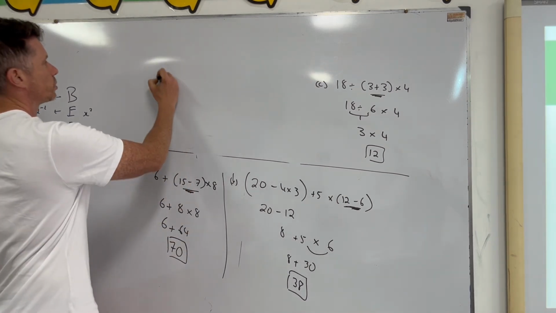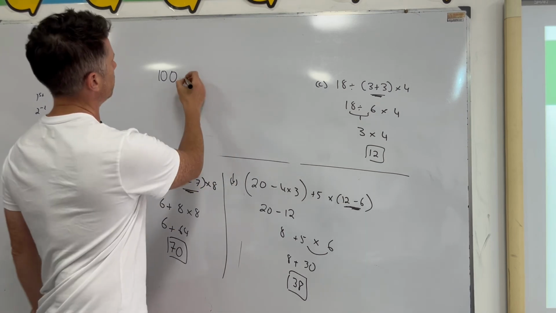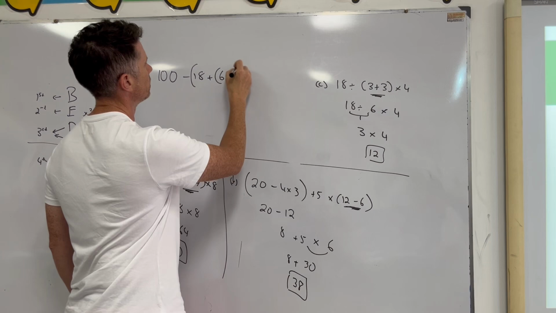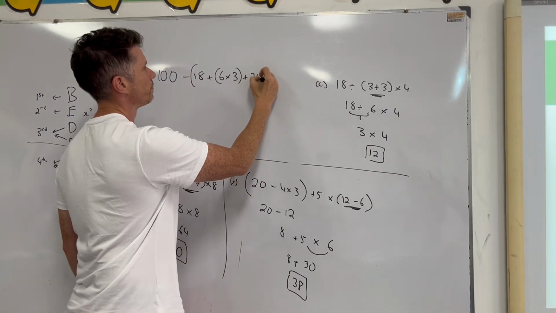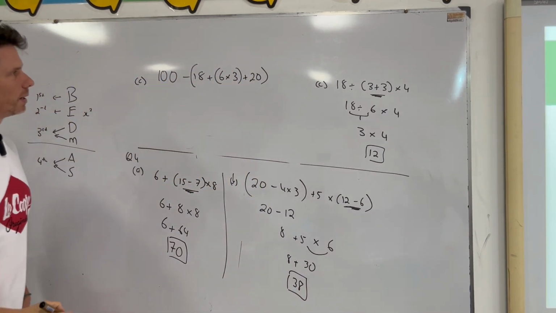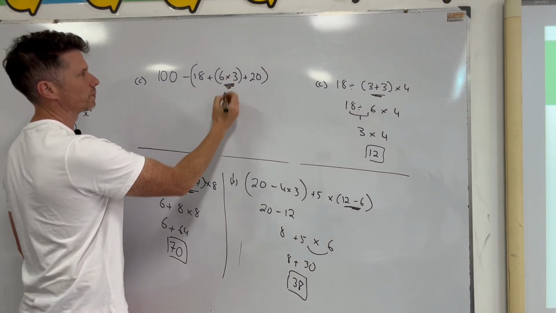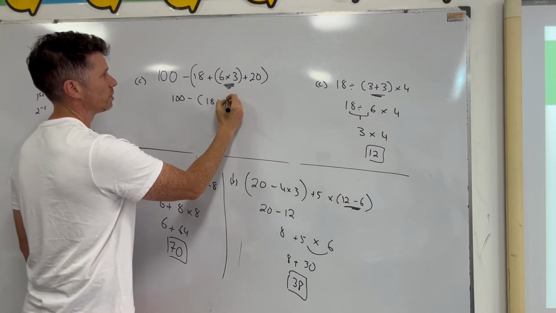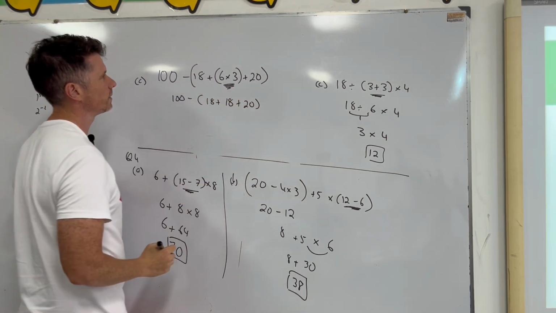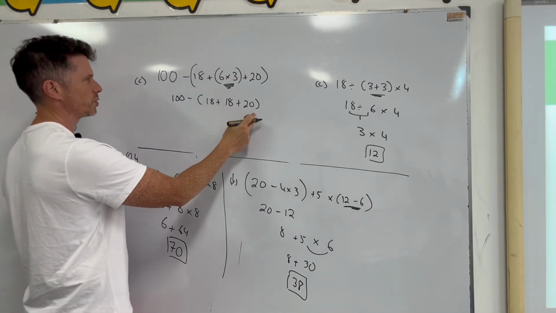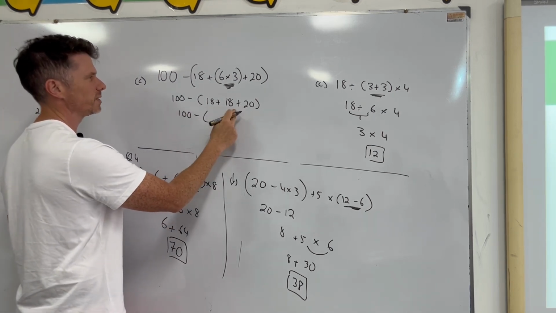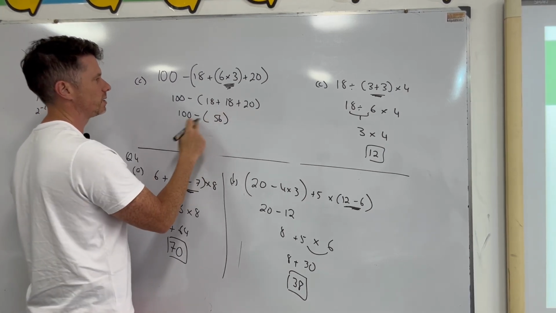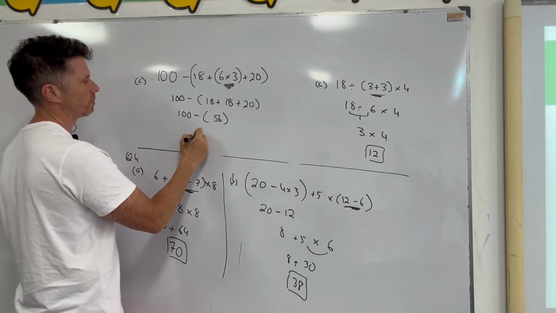Okay, let's do this last question. 100 minus 18 in brackets plus 6 times 3 plus 20. Okay, so this is part C. Working inside the brackets, this one comes first, doesn't it, I think? So I get 100 minus 18 plus, that's also 18 plus 20, isn't it? 18 plus 18 plus 20 would come next. 18 plus 18 is 36, plus 20 is 56, and then subtraction away from 100, I think we get 44.